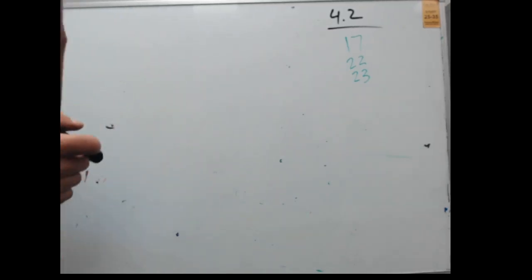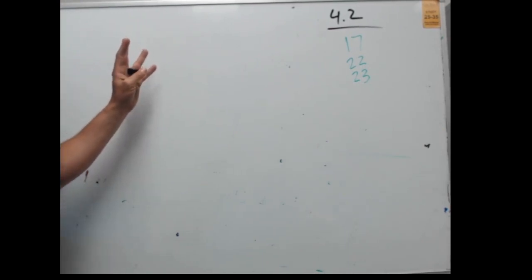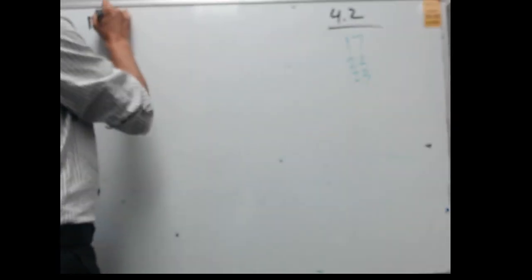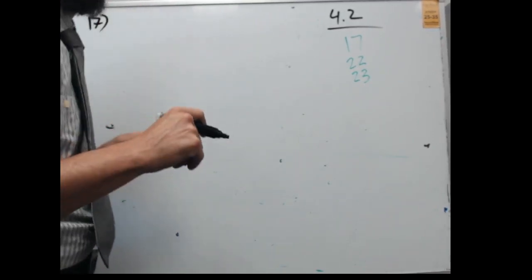We got some problems from 4.2, 17, 22, 23. Any others we want to add to the list? Okay, we'll start with these. What's number 17? Yeah, show me real quick.